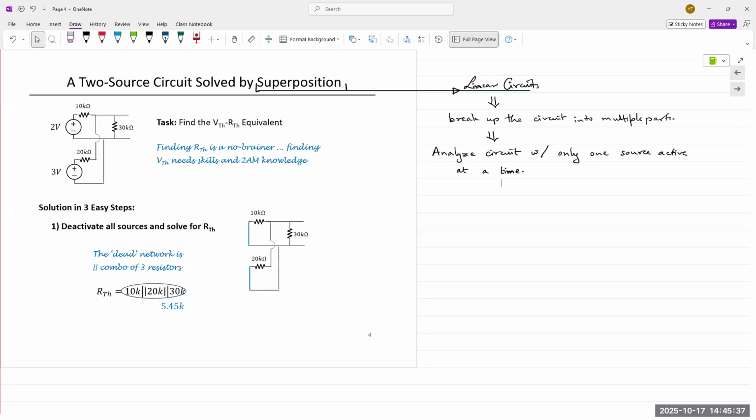Linear circuit means we have linear sources, like the ones we saw, and linear components like resistors, capacitors, and inductors. Mostly just resistors. The voltage and current have a linear relationship with each other.